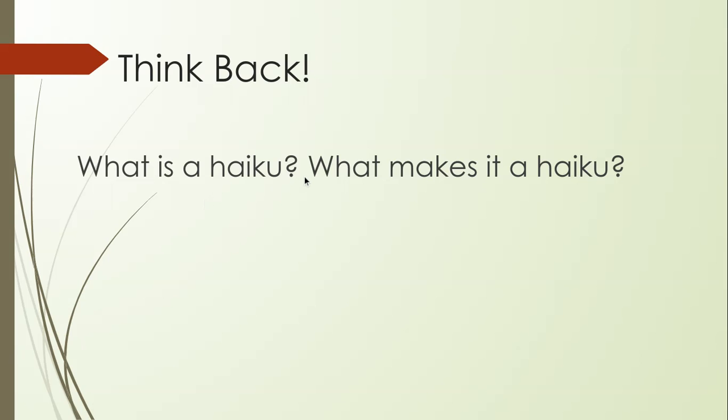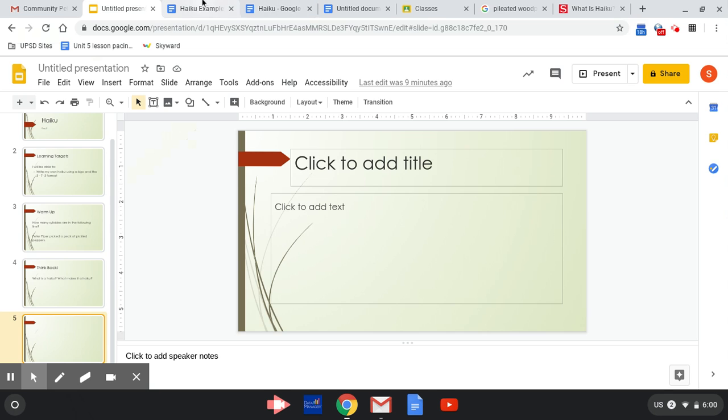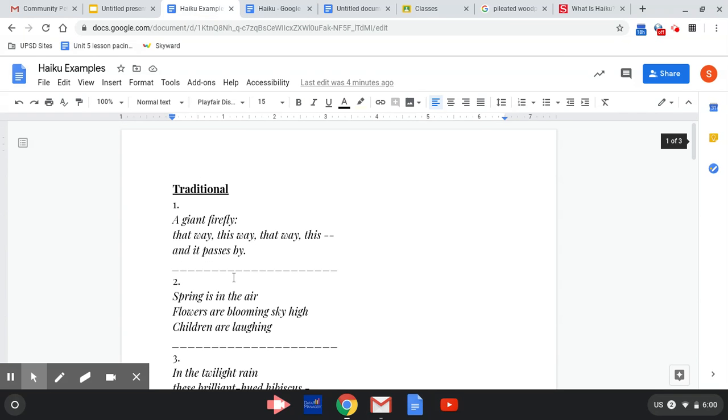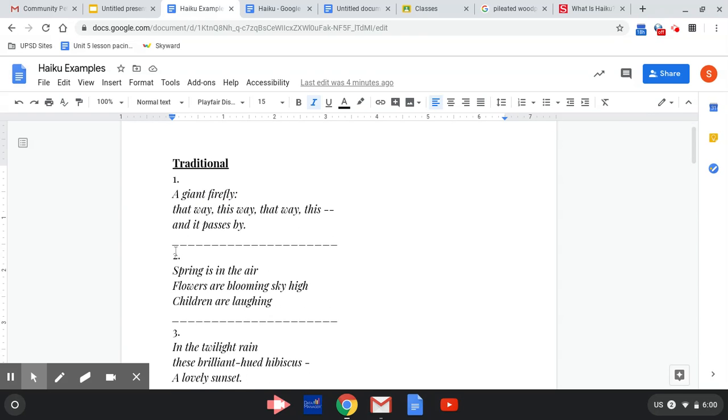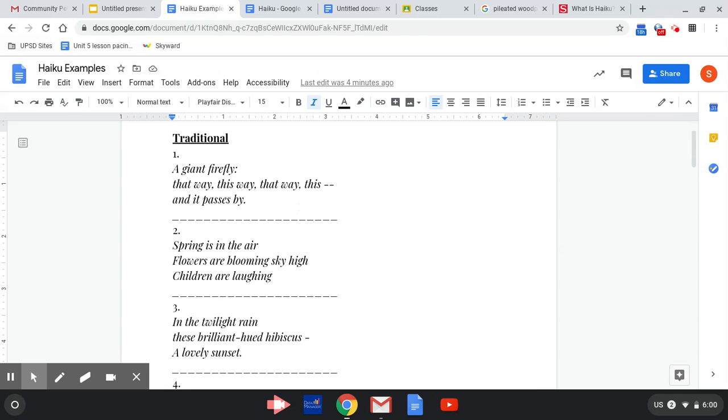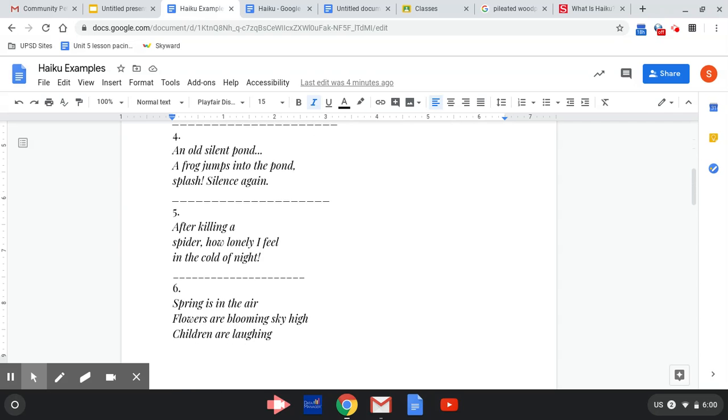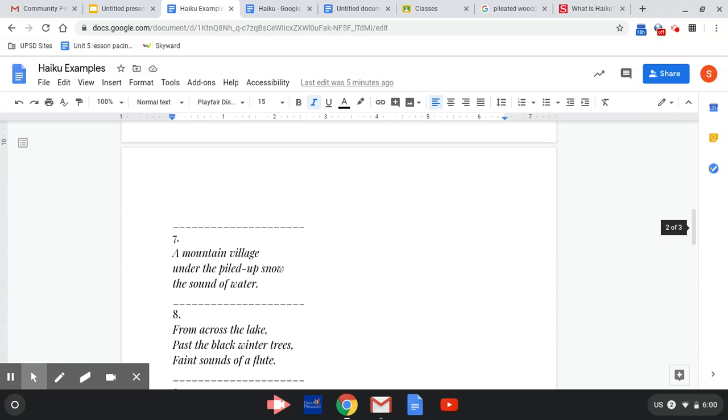And just like we talked about yesterday, a haiku, or at least the kind that we're going to be writing today, has 17 syllables, and they're arranged in this 5-syllable, 7-syllable, 5-syllable pattern. So 5 syllables in the first line, 7 in the second, 5 in the third line. And what are we talking about when we're saying that it's like a snapshot?